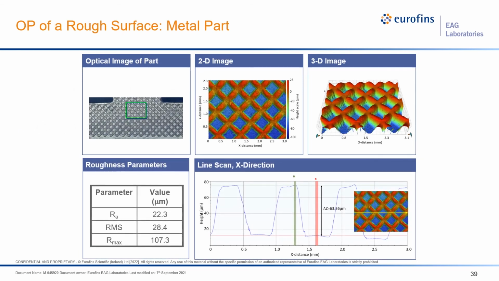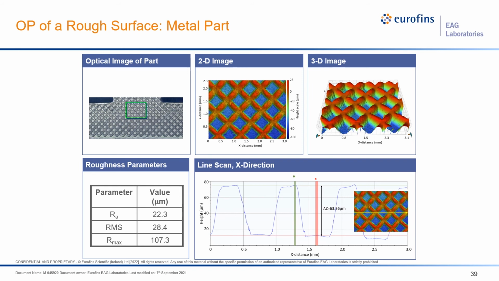This is a rough pattern metal part. On the far left is an optical image of the sample with the analyzed region shown in the green rectangle. OP images are by default displayed on a different color table than AFM. This color table is a rainbow gradient, with red being tall structures and blue being lower surfaces. Like AFM output, OP images are displayed in 2 dimensions and 3 dimensions.